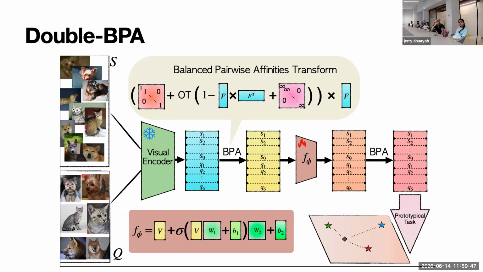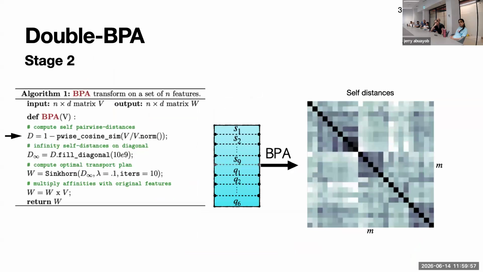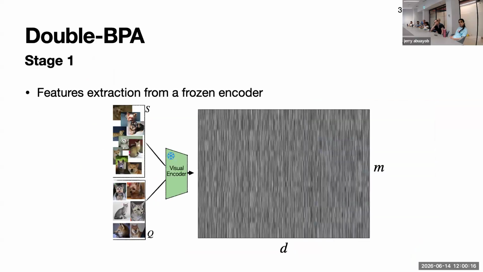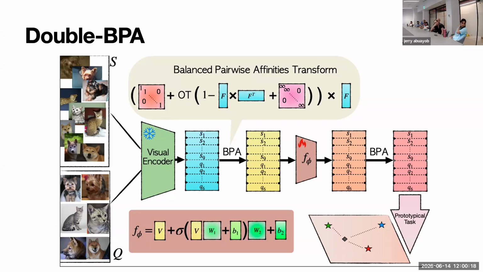I haven't put the line in, but we also add the identity matrix after the optimal transport, if you see over there. Because once we apply the Sinkhorn, since the main diagonal had a large number, it's basically 0. So we add 1 because it's similar to itself. Exactly. So this can be thought of as a residual connection.